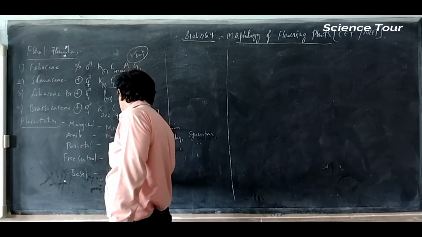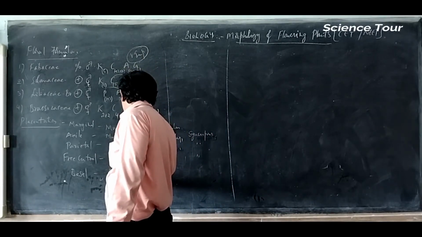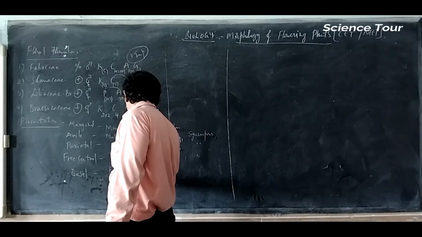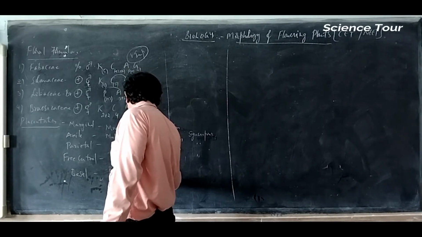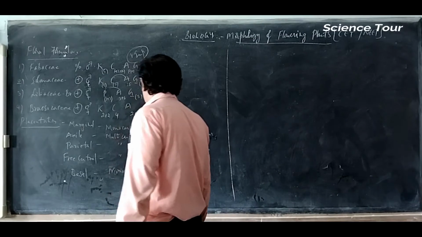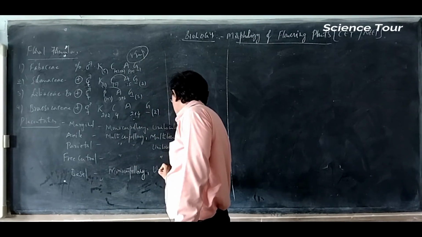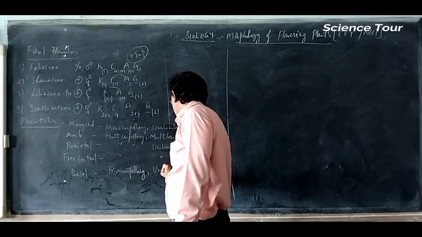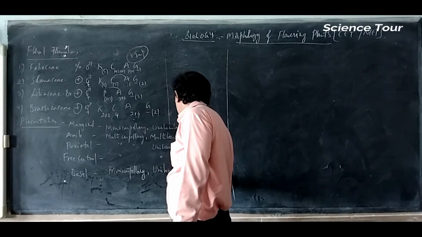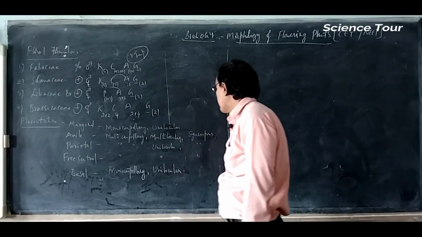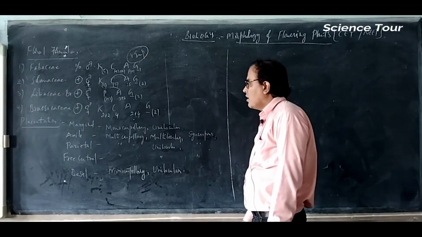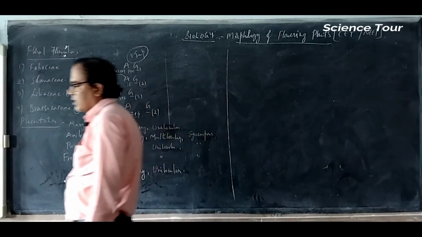Basal: single carpel, so monocarpellary, and then one locule, and this is unilocular. Here syncarpous and apocarpous condition does not come, because it is having only a single carpel.